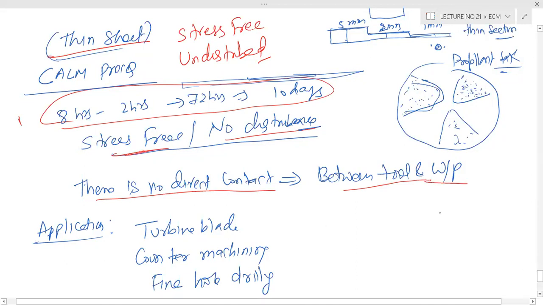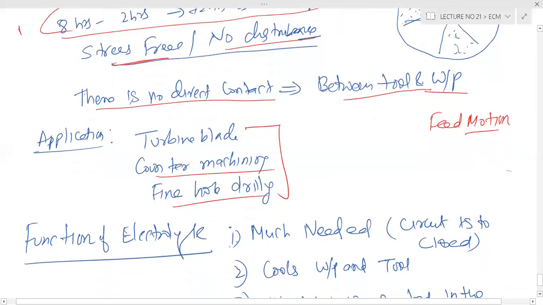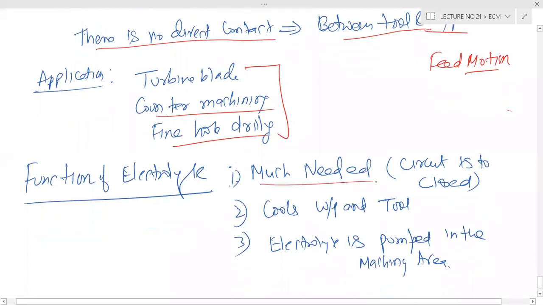But you have to give the feed motion. Feed motion is required, right? And applications: turbine blade, contour machining, and fine hole drilling. Then the electrolyte has a basic function, much needed. Otherwise, how will these ions move? It completes the circuit, and it cools the workpiece and tool, because heat is generated in the process. And electrolyte is pumped into the machining area.